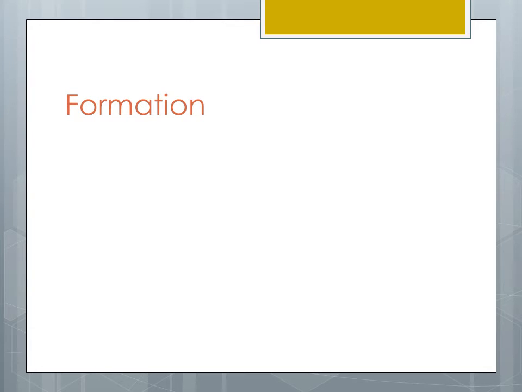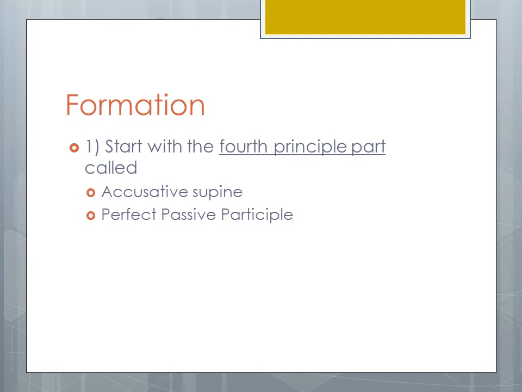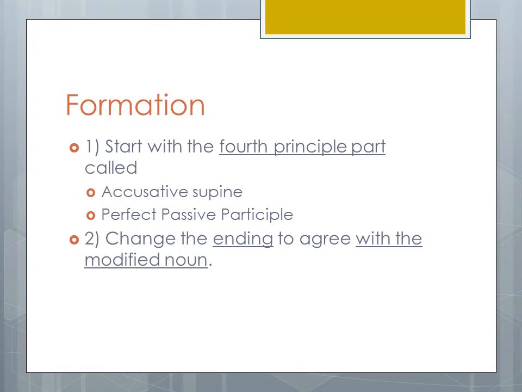Now that we know how they are going to be translated, let's look at how they're going to be formed in Latin. And there's three things to keep in mind. The first is that we need to start with the fourth principal part of the verb. Now this fourth principal part, you might remember, we've mentioned before, can be called either the accusative supine or even the perfect passive participle.